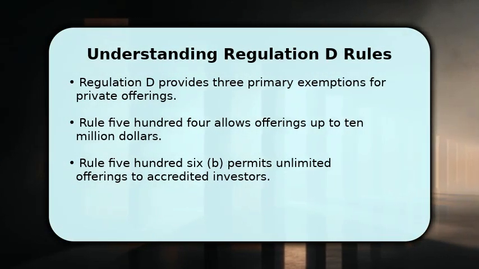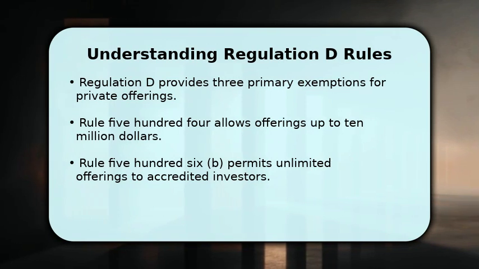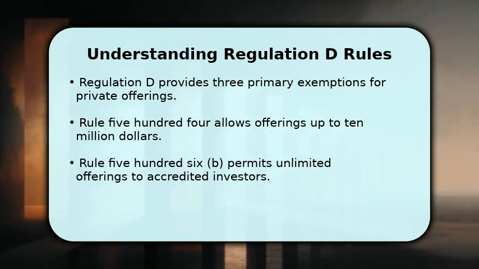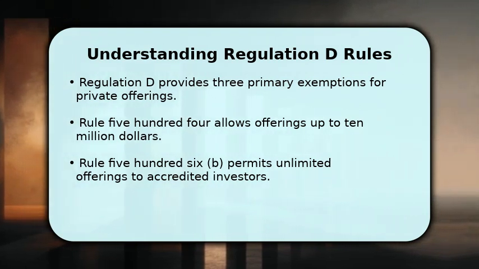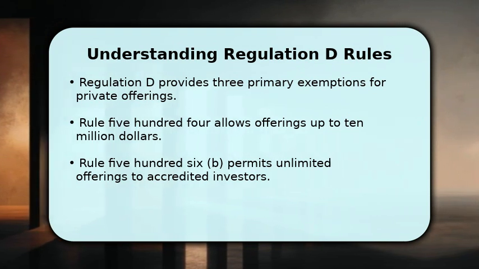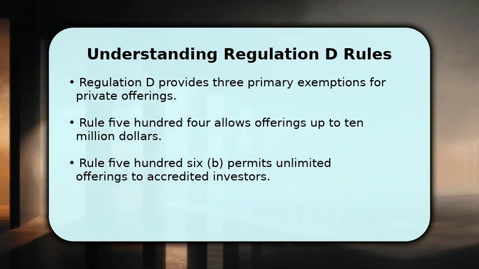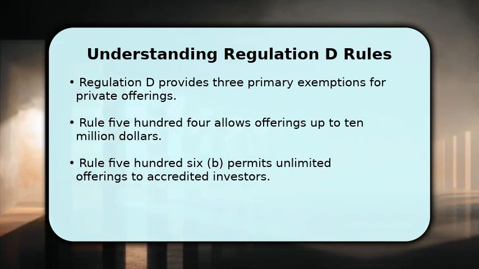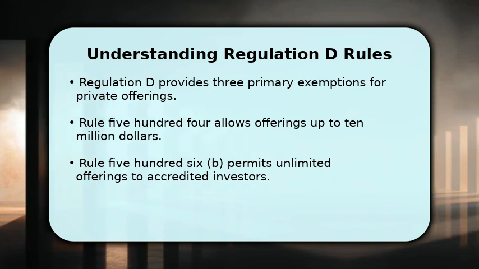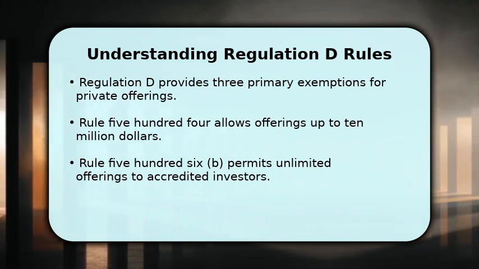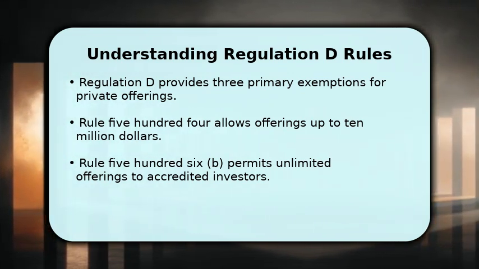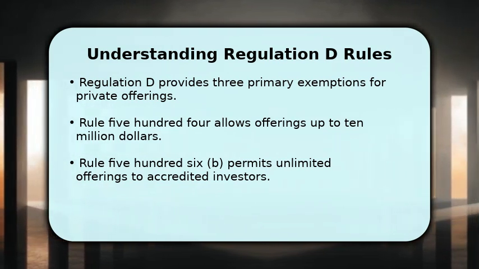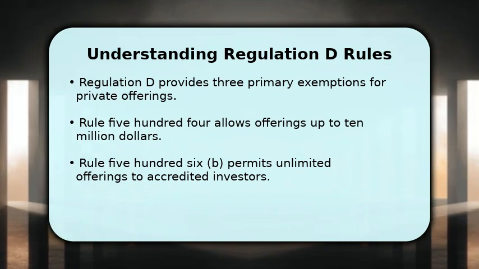Now, let's delve into the specific rules under Regulation D that permit these exempt offerings. Rule 504 allows companies to raise up to $10 million within a 12-month period. Rule 506(b) permits an unlimited amount of capital to be raised from an unlimited number of accredited investors, plus up to 35 non-accredited investors. Rule 506(c) also allows unlimited capital, but requires all purchasers to be accredited and their status verified.